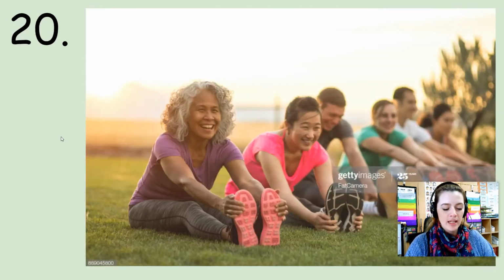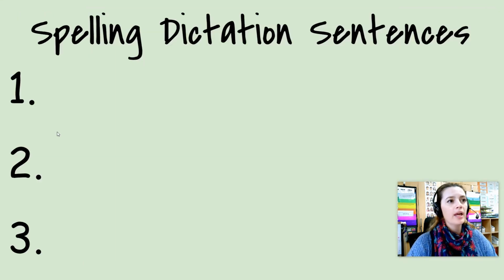Finally, number 20, stretching. It's important to do some stretching before you play soccer. Okay, now at the bottom of your paper, you should have 3 blank lines. You are going to listen to my sentence and write exactly what you hear. If it's a question, write a question mark. If it's an exclamation, put an exclamation point. Okay? Commands and statements, just a period.